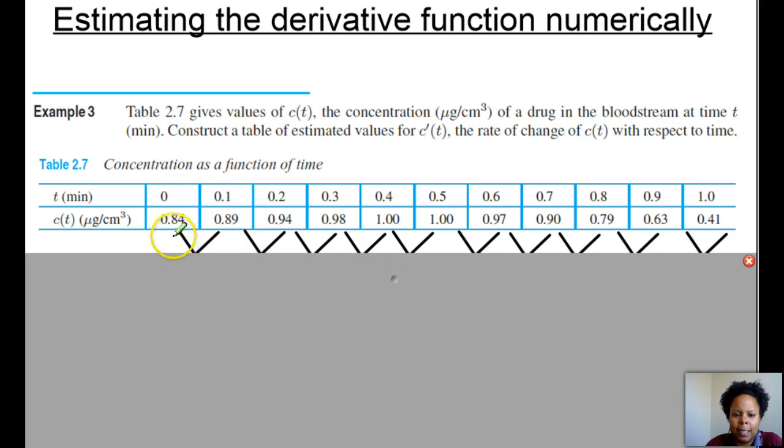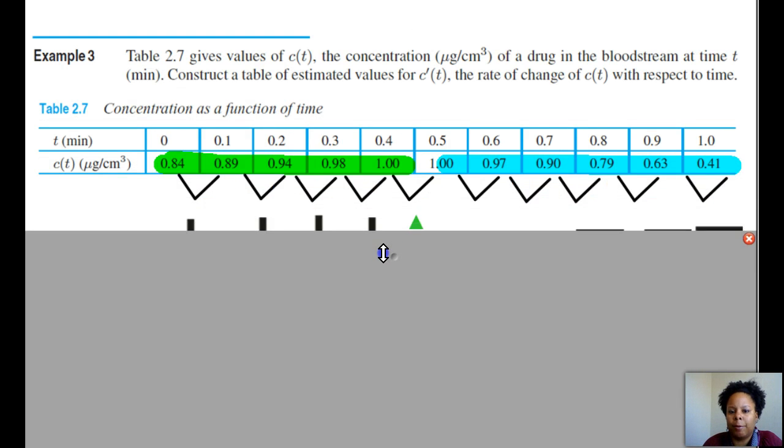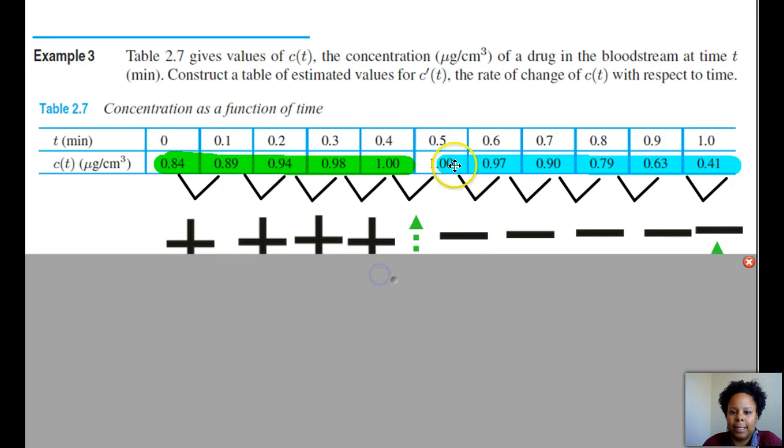And as you can see, we're having some type of positive change here, here, from here to here, until we get here. And then we seem to be having some type of negative change as we go from here, here, here. I want to point out an important point right here between 0.4 and 0.5. It looks like there seems to be no change. So that would tell you that the rate of change at this point seems to be 0.